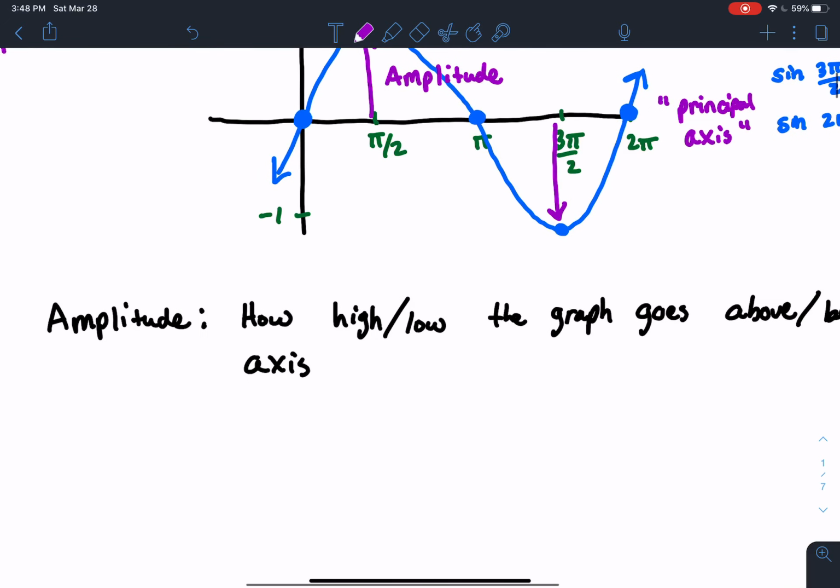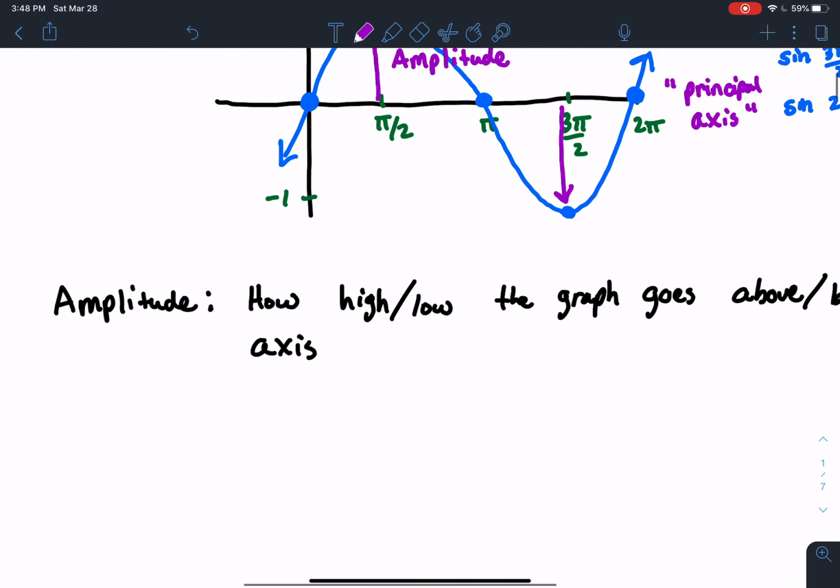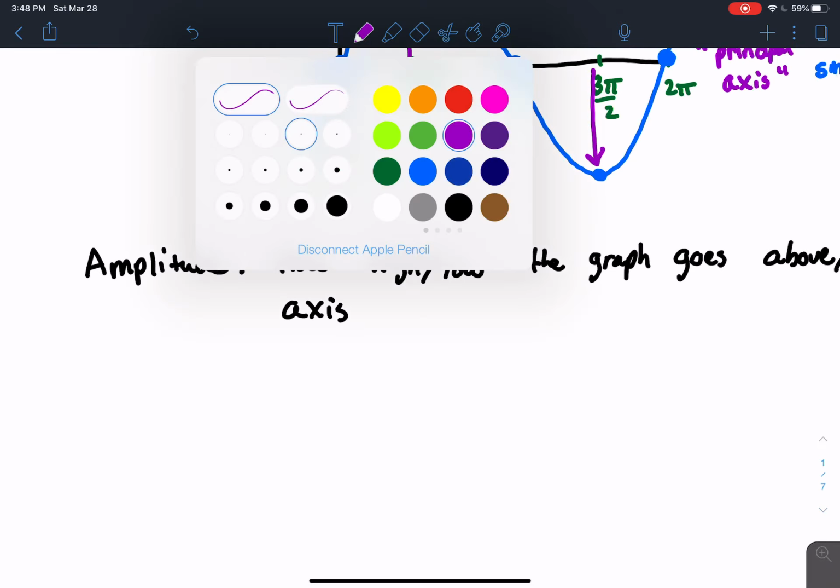Now, the other thing that you're going to have to be able to find is what's called the period.